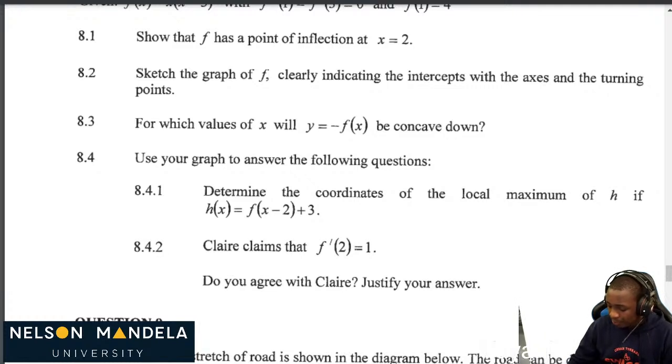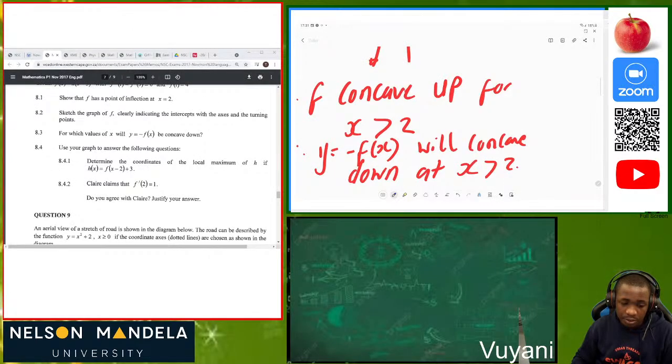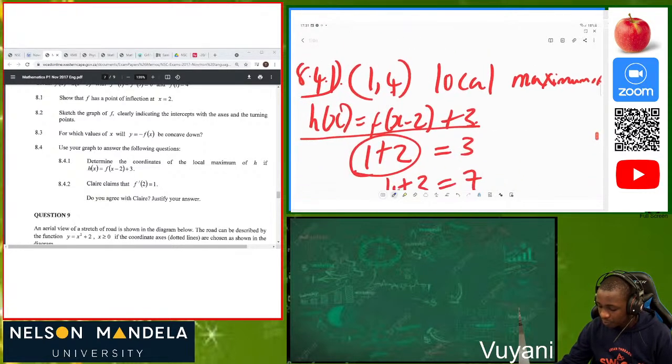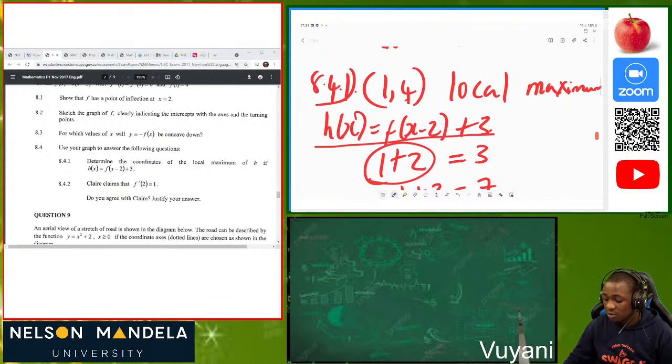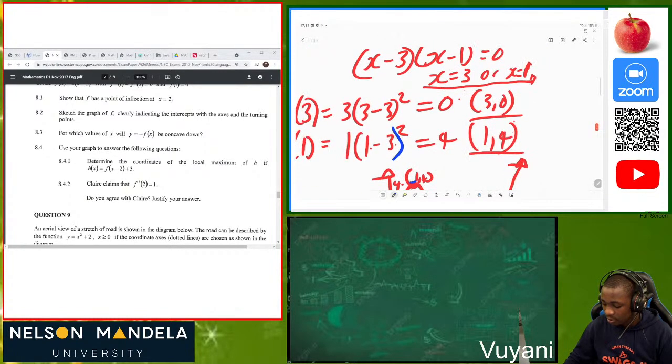That's how that has to go, guys. That's how it's going to be. So the local maximum is (1, 4). This is our local maximum.